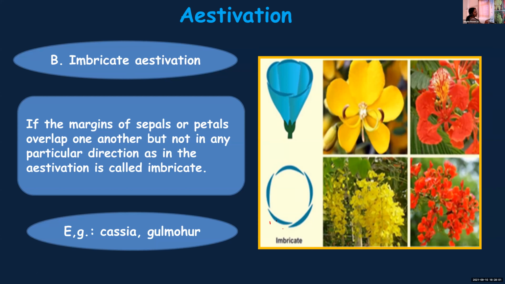If you see this one, you can see one margin is overlapping and the other margin is being overlapped by the other one. Whereas in this case, both the margins are overlapping other two petals. Here one is being overlapped, one is overlapping the other floral appendage. Here both of them are inside and this particular appendage is being overlapped by the other two petals. So it is overlapping, but that is not in any particular fashion.